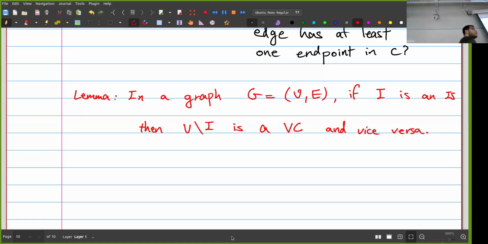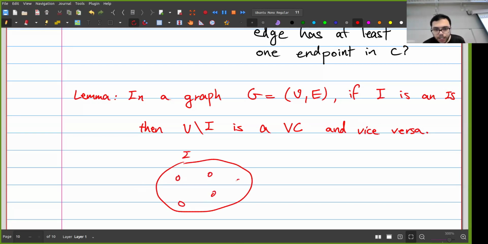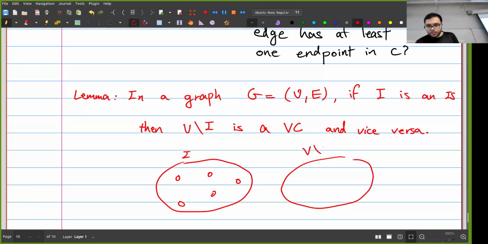Why? It's just following the definition. What does it mean for a set to be an independent set? If I have my set I, let's say this is my set I, it has a bunch of vertices in it. It's an independent set. So no edge has both of its endpoints in I. So any edge that I look at, and this is V minus I, any edge either has both of its endpoints in V minus I or one of its endpoints in V minus I. Right? So V minus I is a vertex cover.